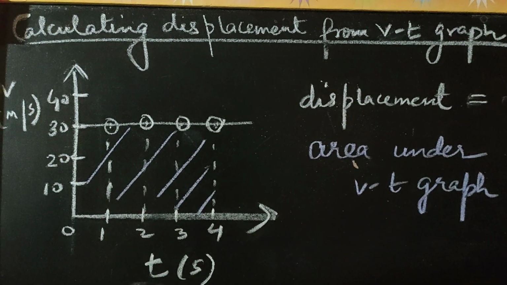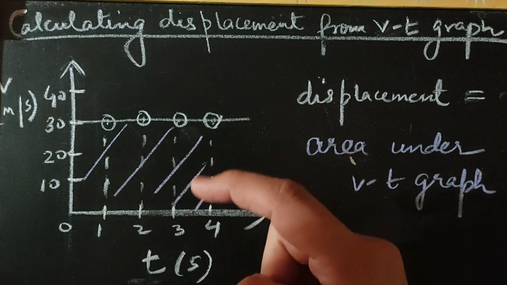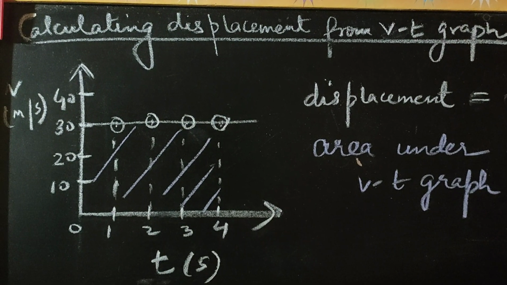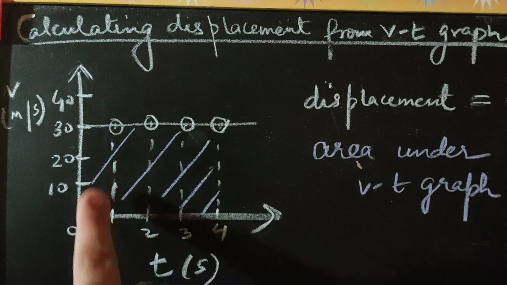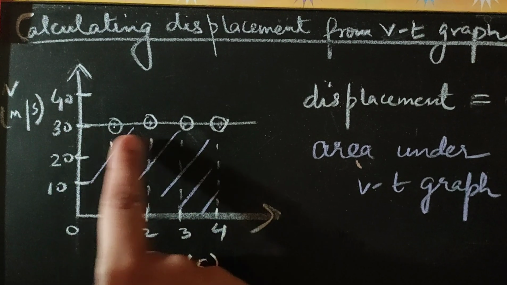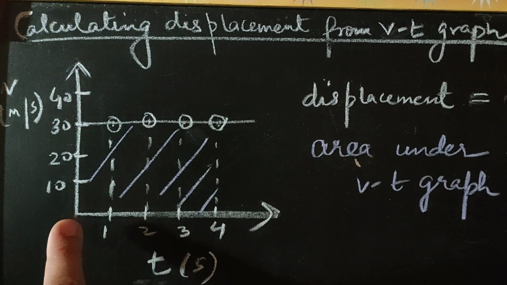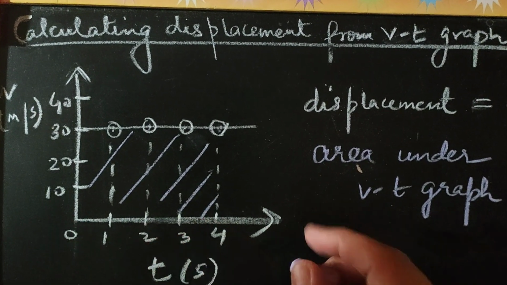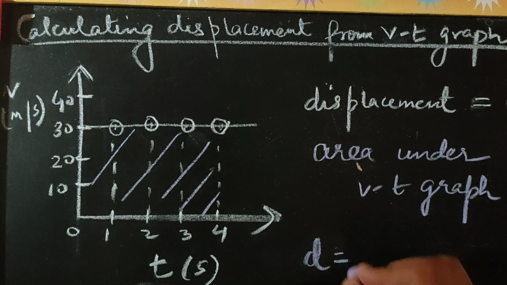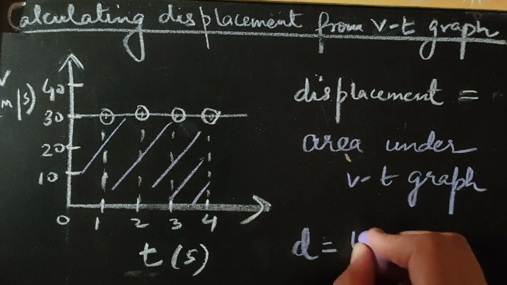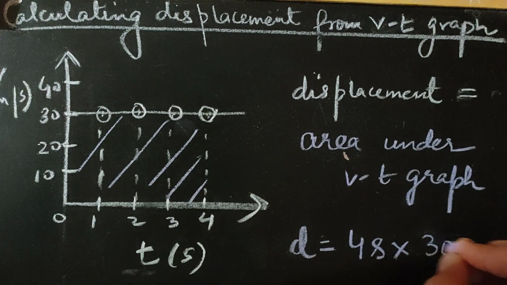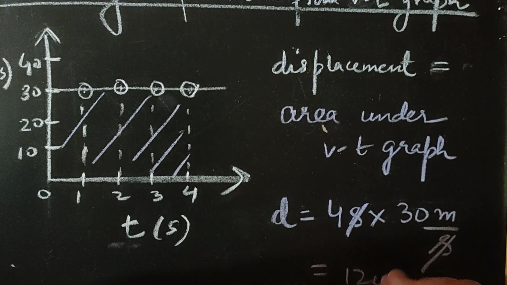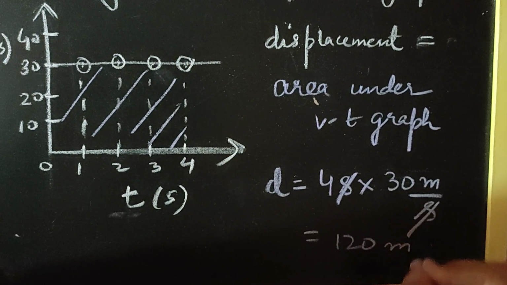Slope of the VT graph gives us acceleration, and area under the VT graph gives us the distance covered or the displacement. For example, in this case, the displacement would be the area of this rectangle, which would be the length of the rectangle into the breadth of the rectangle. Length here is 4 and breadth here is 30. So when I multiply these values with their units, it is 4 seconds into 30 meters per second. So seconds get cancelled and we are left with the answer that distance is 120 meters.